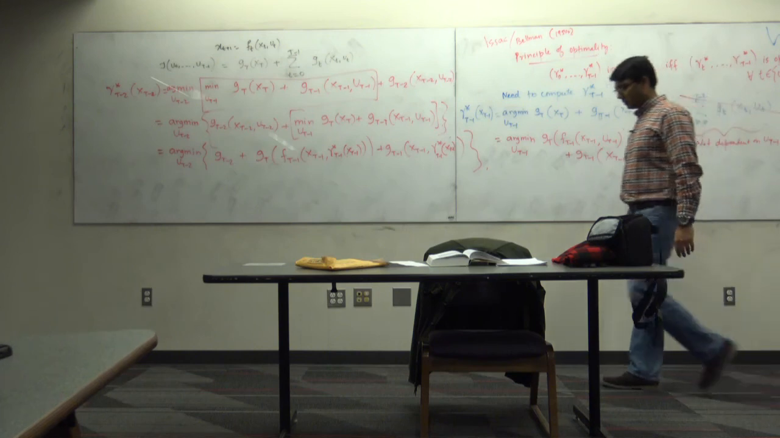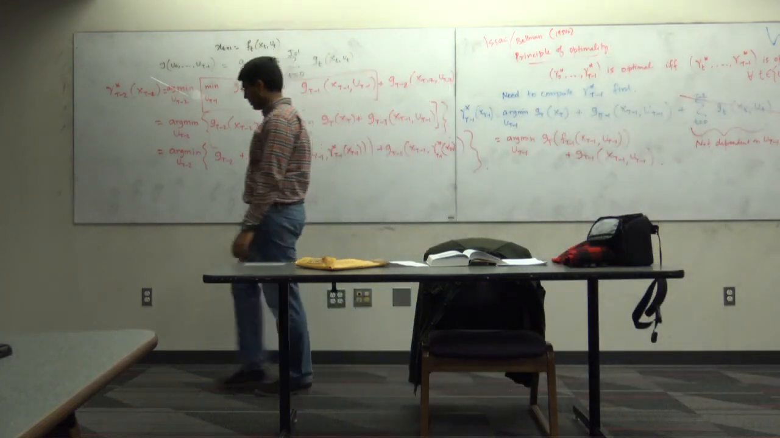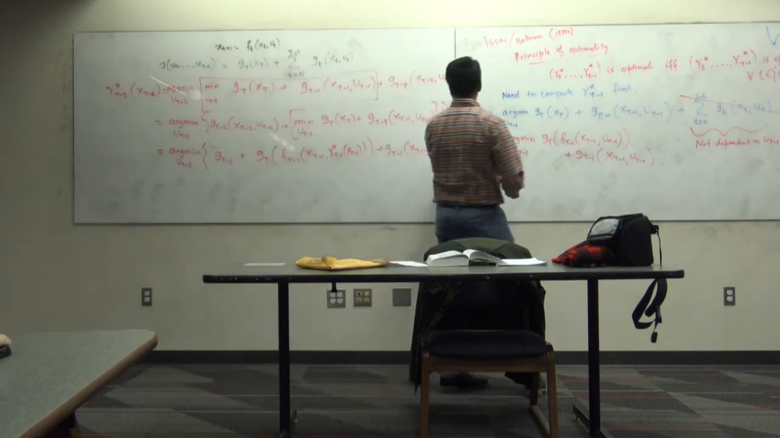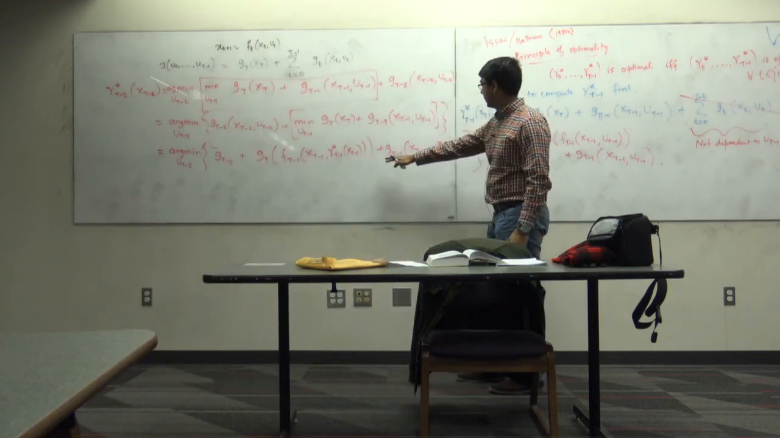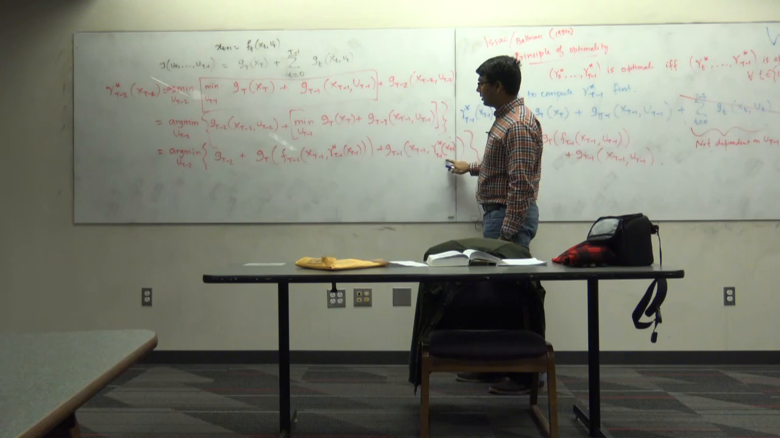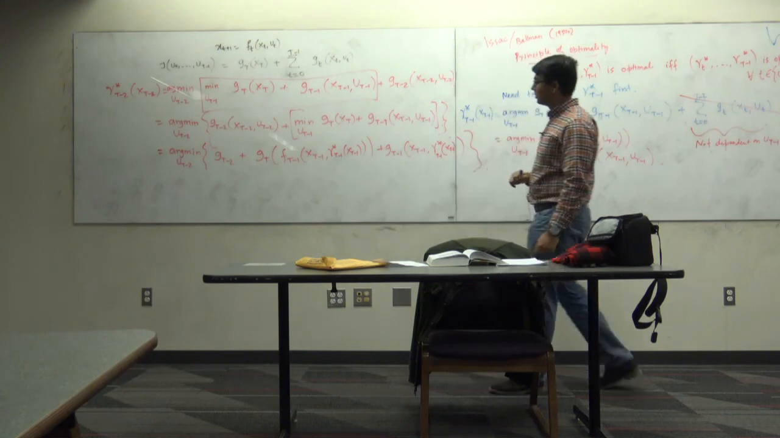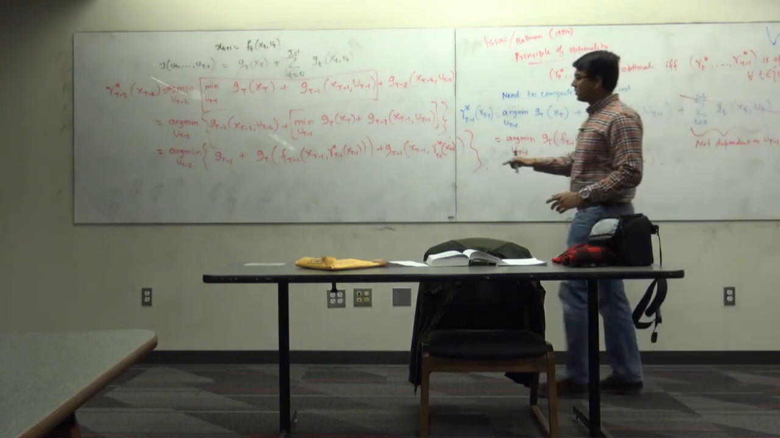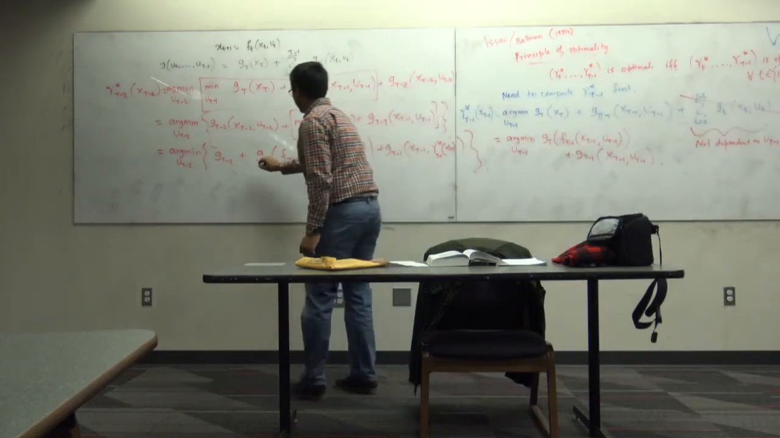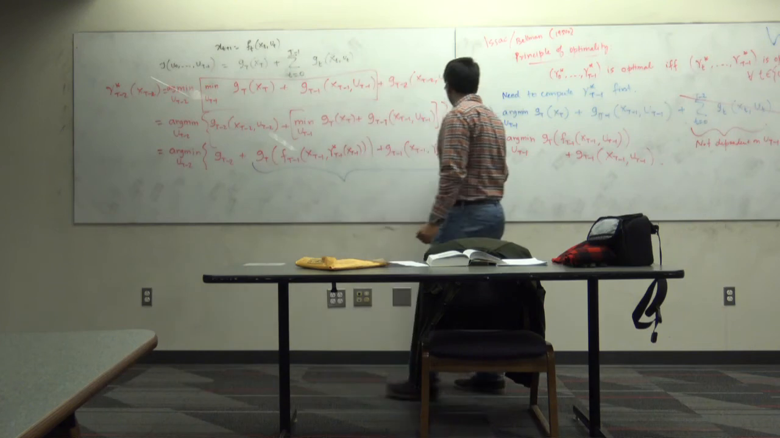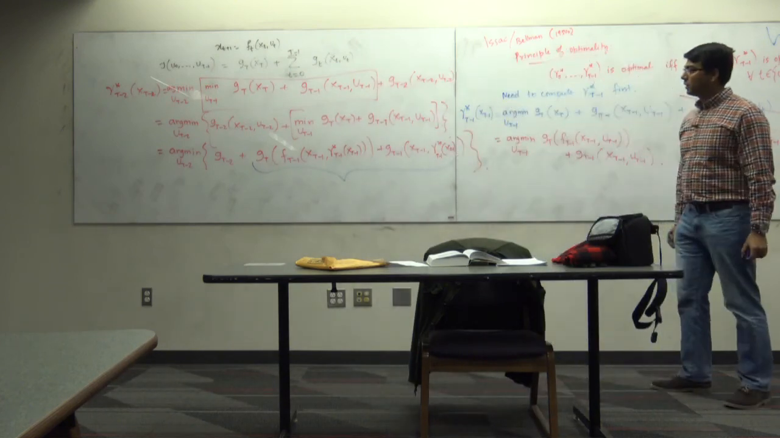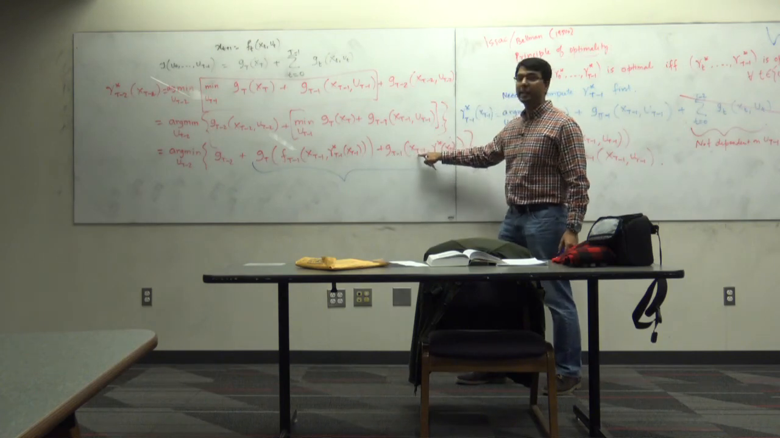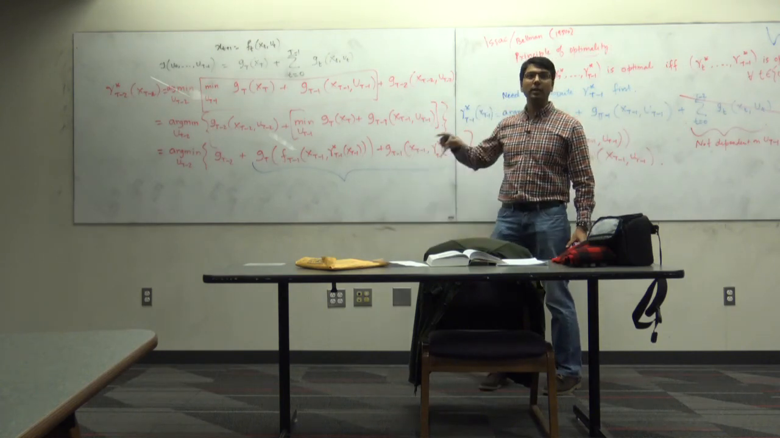Okay? So instead of u_{t-1}, I substituted the optimal policy for the last stage here. So what are these two terms a function of? So the last two terms here, what are they a function of? They are a function of x_{t-1}.